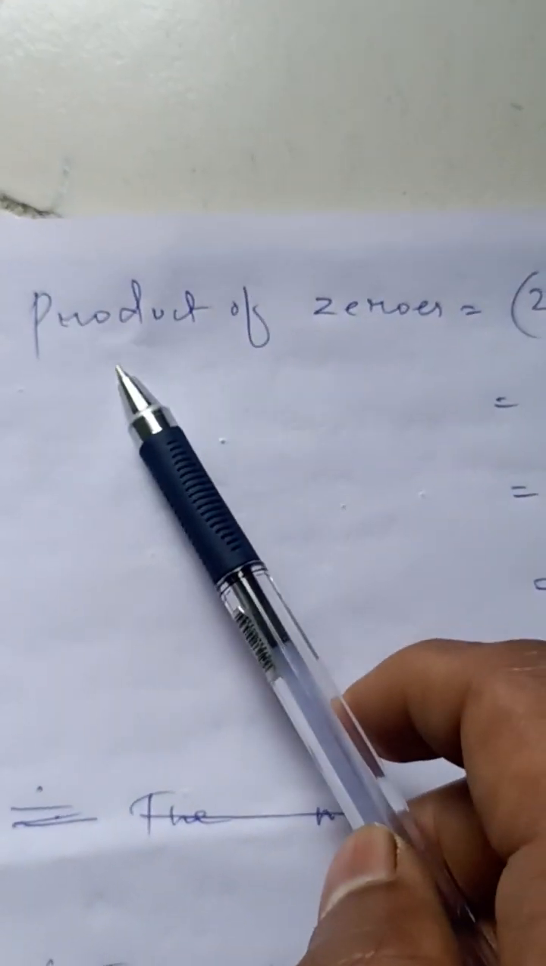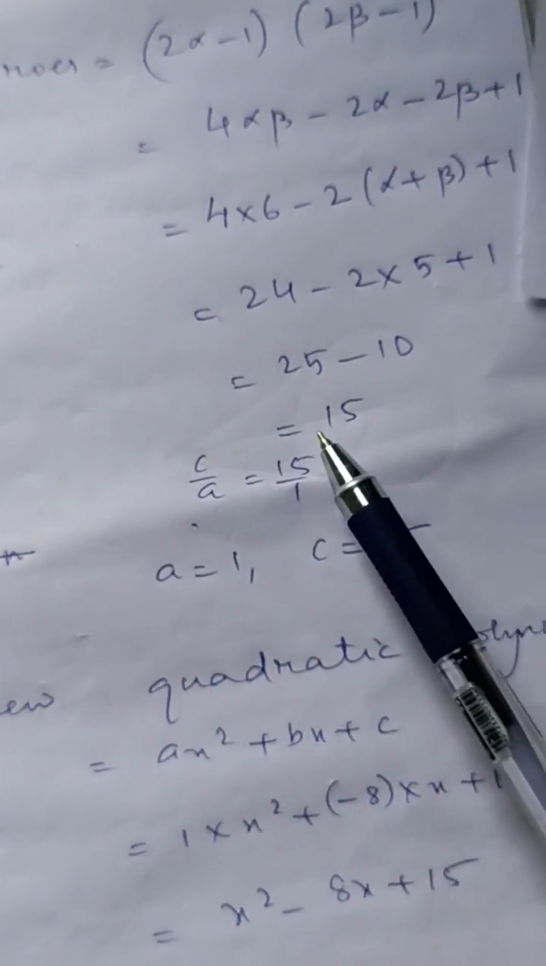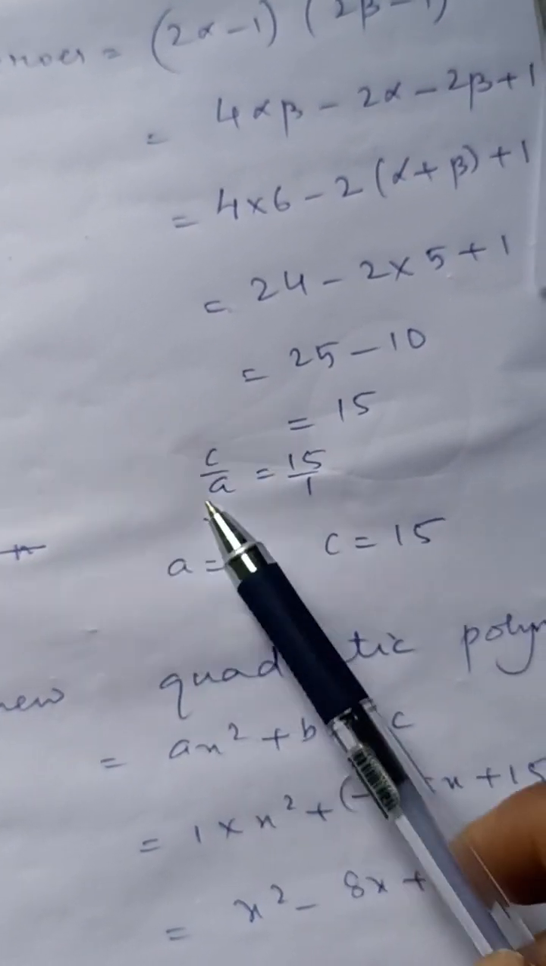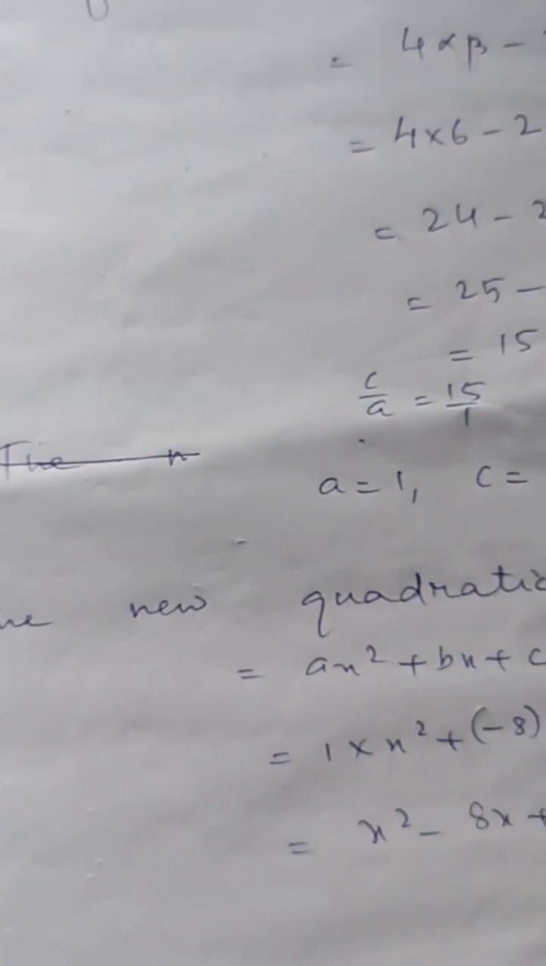Then this is nothing but the product of zeros. So the formula is c by a. 15 means 15 by 1. From here a is 1, c is 15. So now we got a, b, c, all the values.